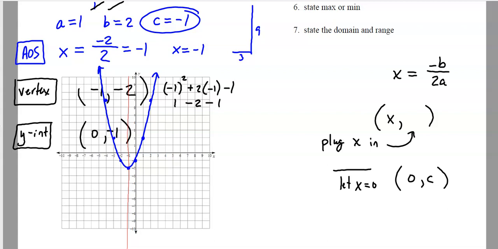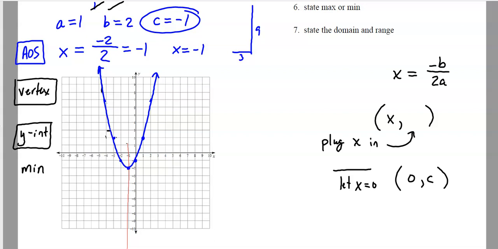So I think I'm going to clean this up just a little bit so we can see what's going on a little bit easier. So when I'm looking at my graph, since this opens up, I'm going to have a minimum right here. That's the lowest value possible. And that minimum occurs at y equals -2. That's the lowest that we can go. So there's our minimum.